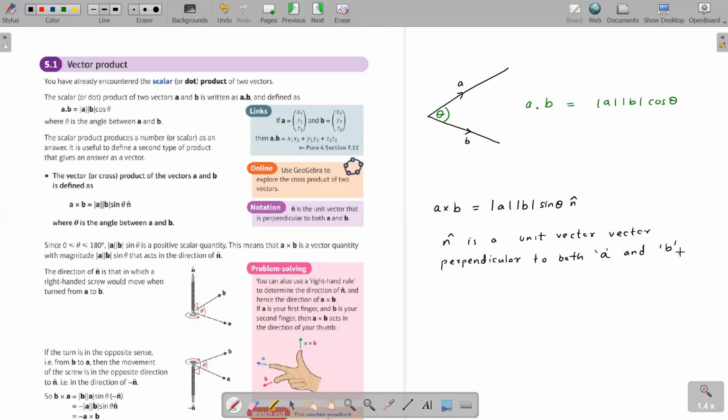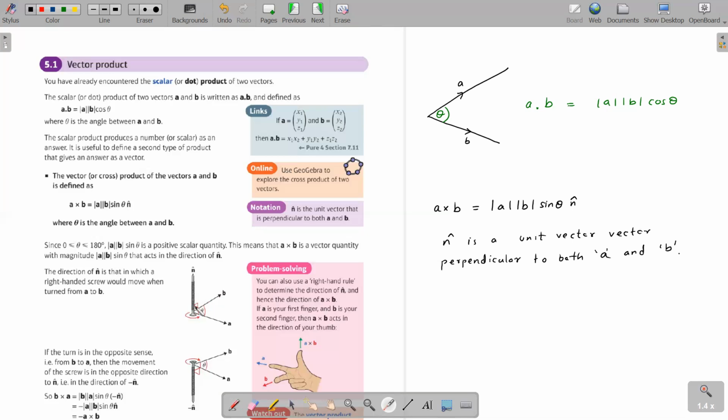So this n hat is a unit vector. Basically, what's a unit vector? A unit vector is a vector that has length 1 unit. The importance of this n hat is that it is perpendicular to what? Not just one, but to both A and B. So the n hat vector is perpendicular to both A and B. Do you see the way they've drawn n hat here? When you have A and B, the vector n hat is perpendicular to both of them.